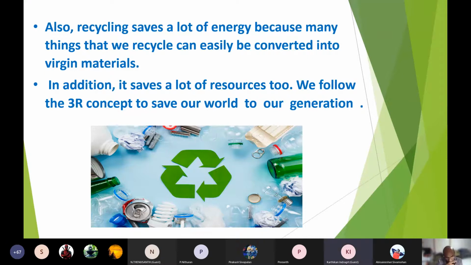Go back again, read it again. Also, recycling saves a lot of energy because many things that we recycle can easily be converted into virgin materials. Yeah, so if you want to say also recycling saves a lot of energy because many things that we recycle can easily be converted into virgin materials. So I'm breaking it up. I'm just slowing down. You have got to do that, okay? Next line. Okay, next line. In addition, it saves a lot of resources. No, not in additional. In addition. Go on. Say it again.